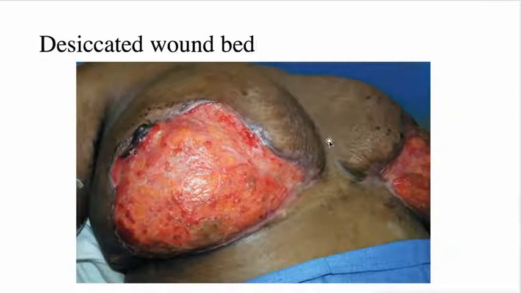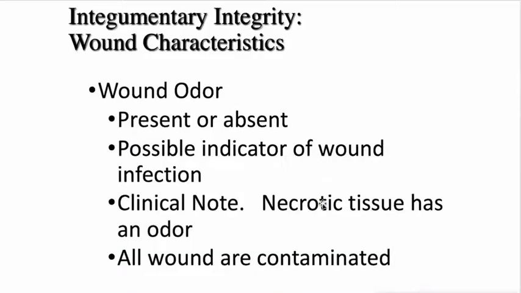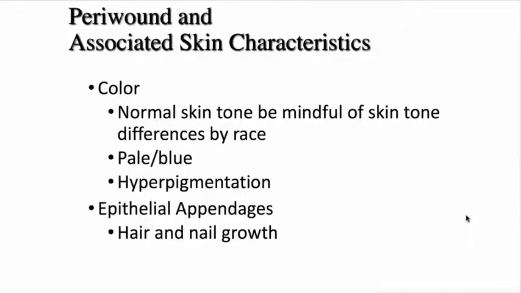So here's a desiccated wound bed. So that's, you could see the edges are separated. You want to look at the wound characteristics. Is there an odor? If there is odor, it could indicate infection. Necrotic tissue often has an odor, and all wounds are contaminated, but you do want to note if there's any odor. Look at the peri-wound area.